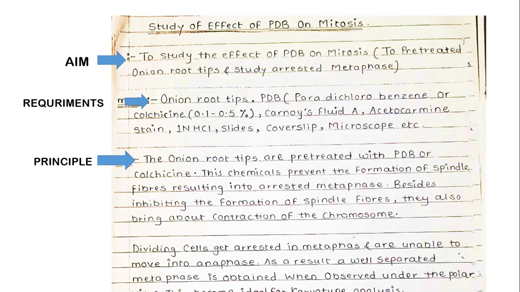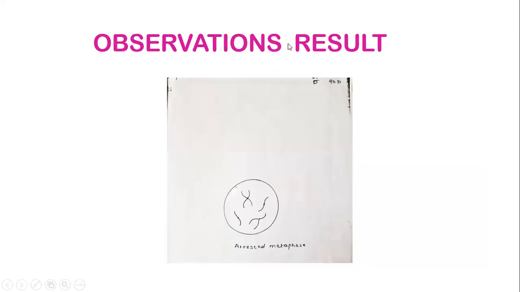As a result, when you see the slide, you get a well spread view of the chromosomes in the polar view. I'll just move ahead to show you. This is how the chromosomes will appear under your slide.